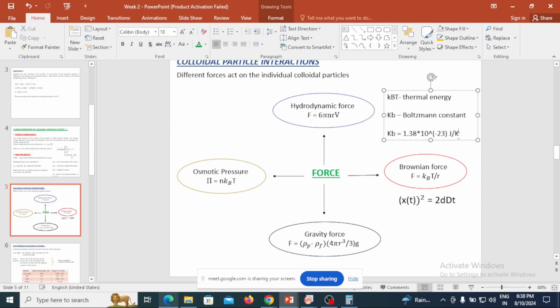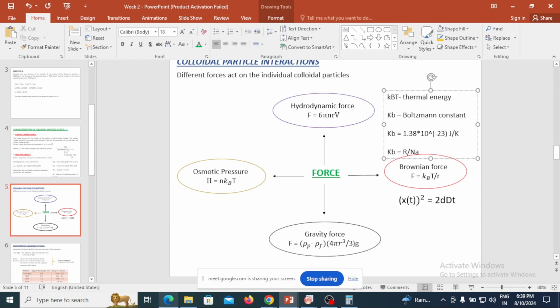Or it can also be represented as R, that is your universal gas constant, divided by Avogadro number, Na. So here R is your universal gas constant, but the value should be 8.314 joule per mole Kelvin and not 0.0821. That is usually in atmospheric liters. Here you should use it in terms of joules.